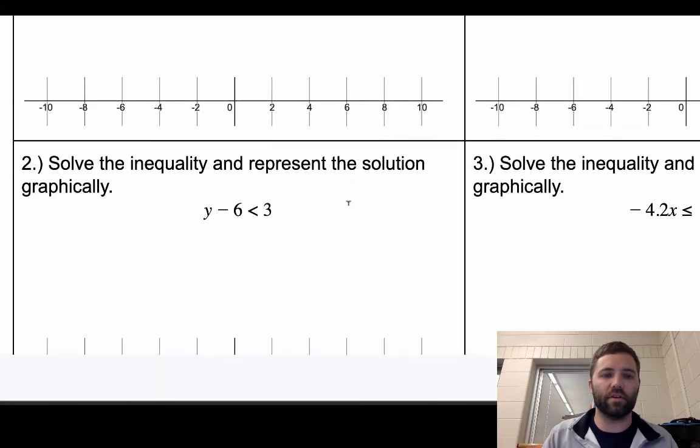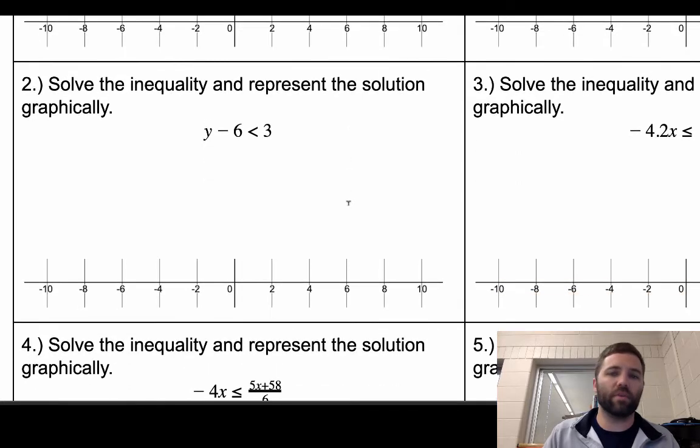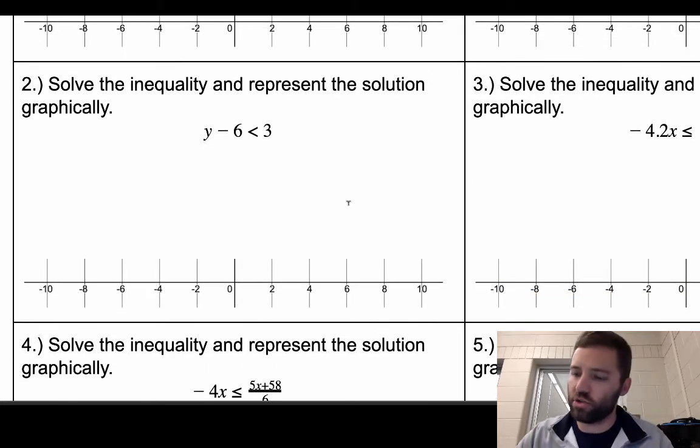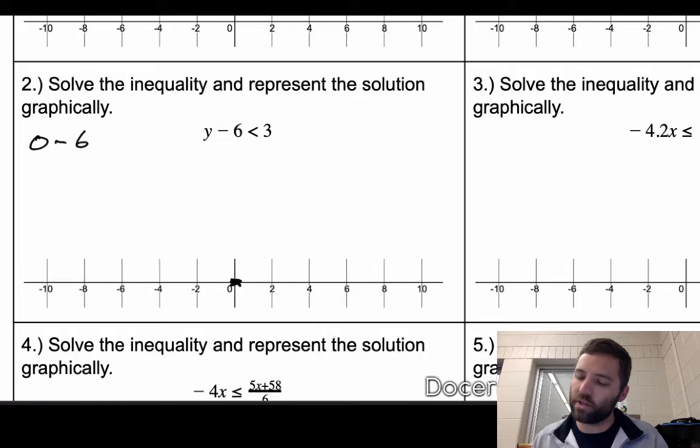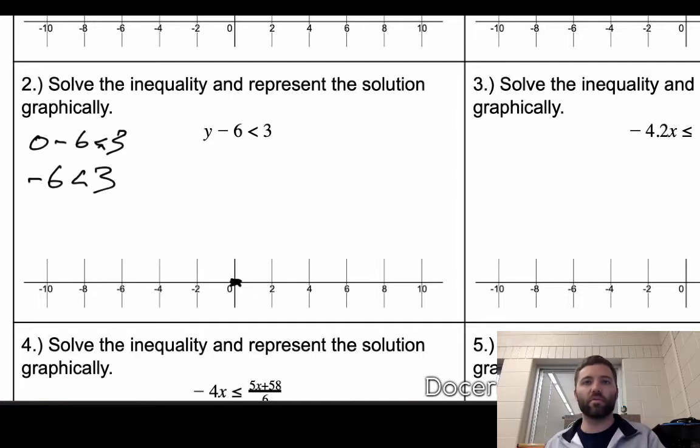Back over here to number 2. Solve the inequality and represent the solution graphically. Now, something that you should do in mathematics sometimes is think about what your solution is going to look like before you actually tackle the problem. So y minus 6 less than 3. Let's think about what numbers might be possible solutions. How about 0? Does 0 work? Sure, if you plug in 0 here, you get 0 minus 6, and negative 6 is less than 3. So yeah, 0 is a number that would work.